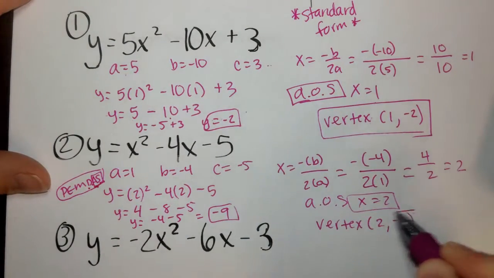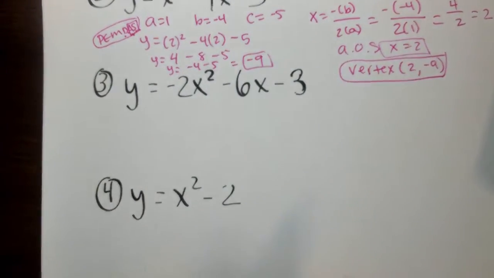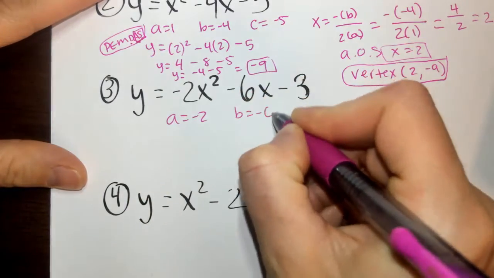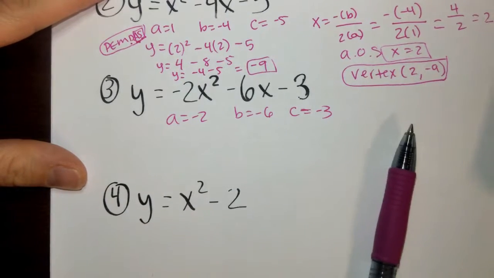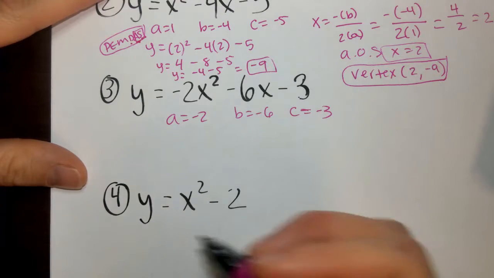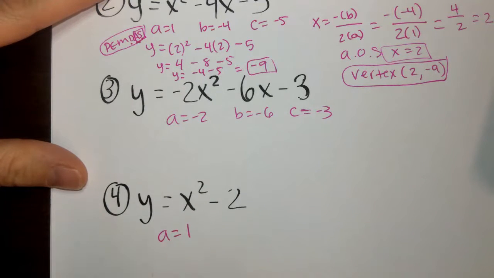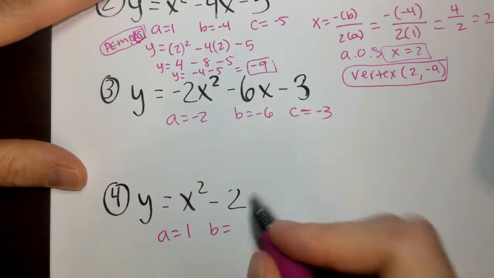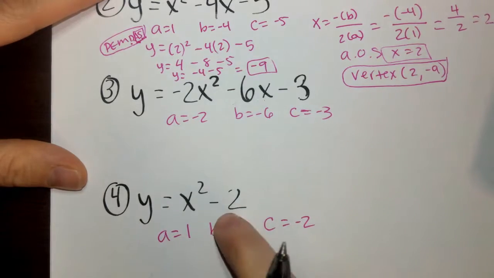Alright, so now I would like you to try these two on your own. Remember to list A, B, and C out first. And we are allowed to miss B or C. Occasionally a quadratic in standard form will be missing something. This is A equals 1, because you do have an x squared term there. B, you have no x to the first power term down here, so that's just 0. And C is negative 2, because C is always your constant.